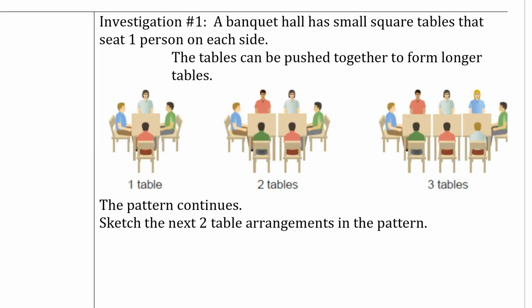So here's that real life example that I talked about. A banquet hall has small square tables that seat one person on each side. The tables can be pushed together to form longer tables. So around one table we have 1, 2, 3, 4 people. Around two tables we have 6. Around 3 tables we have 8. And the pattern continues. Patterns are all around us.